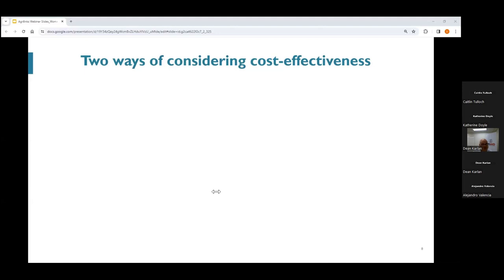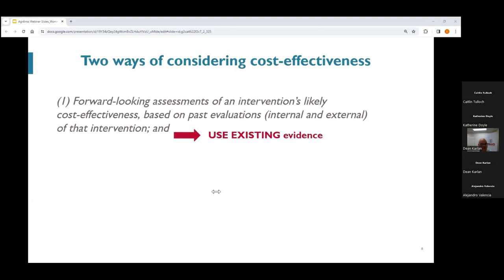So there are really two distinct ways of approaching this issue of cost-effectiveness. First, you can make forward-looking assessments of how much impact per dollar an intervention is likely to have. For these forward-looking assessments, we rely on existing evaluation evidence from around the world about the intervention or interventions that we are considering. This is what I'm calling evidence use.